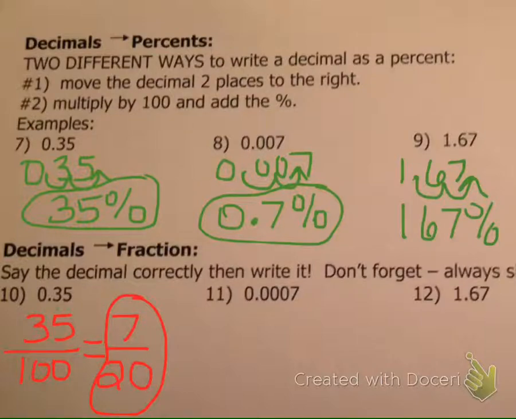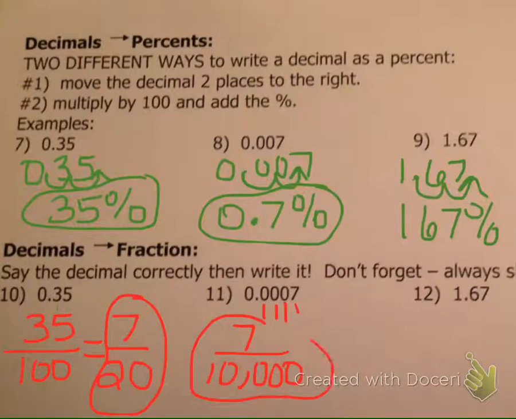Now we have 0.0007. Now we would say this is tenths, hundredths, thousandths, ten-thousandths. So it's 7 ten-thousandths. That one is a toughie, but you will be expected to write that. And you cannot simplify that because the only thing you'd have to think about is, does 7 go into 10,000 evenly? And it does not. So that would be simplified.